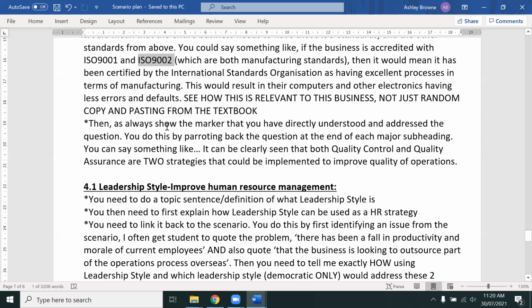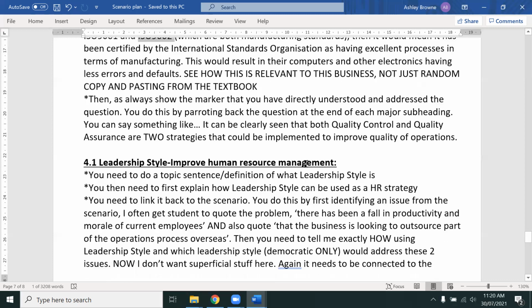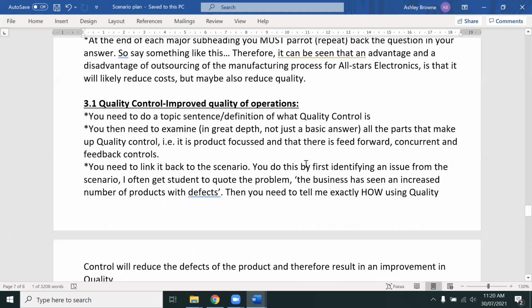Now, you need to show that marker that you get the exact question. Once again, I talk about kids saying, therefore the business will sustain a competitive advantage. That's not even the question. I always say that crap. It's not the question. All right, so you need to parrot back the direct question for this particular scenario and this particular question. So say something like, it can be clearly seen that both quality control and quality assurance, or technology, if you did that as an answer, are two strategies that could be implemented to improve the quality of operations. Yeah. All right, now we're almost there.